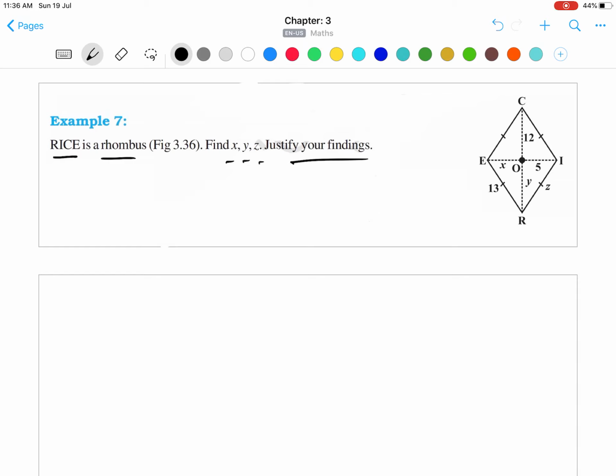Okay, we are given this figure in which we are asked to find the values of x, y and z. Can you locate x, y, z? We have x here, y here and z here. Okay, so let's start the solution.